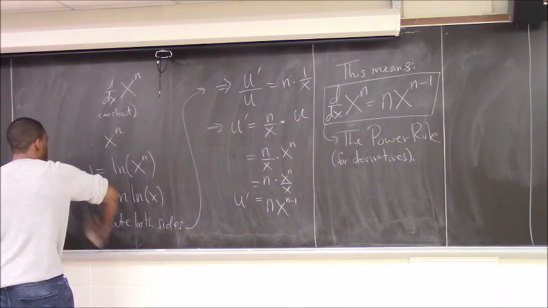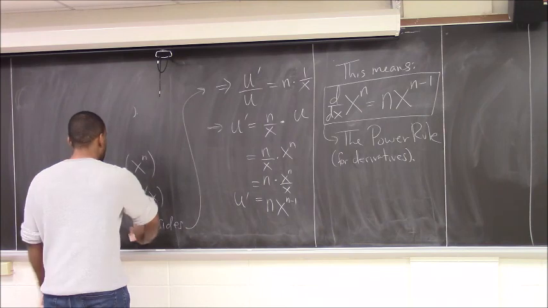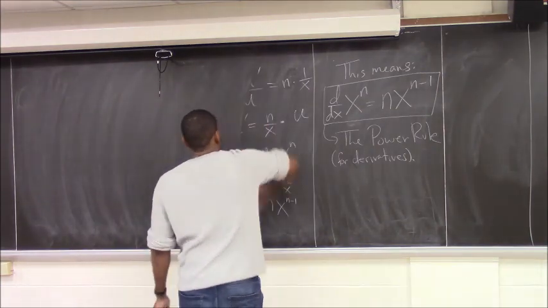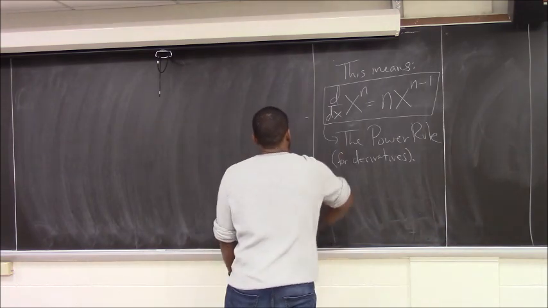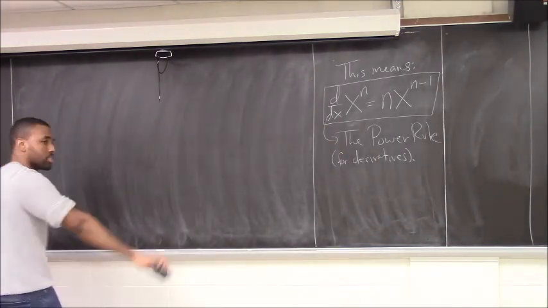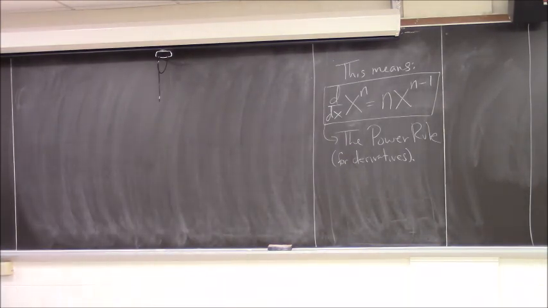It's a very important rule. It's one of the main rules. Besides e to the x and ln x, it's one of the main rules in 3.1. You should have it memorized. Everything I put in a box so far should be memorized. So let's do some examples.